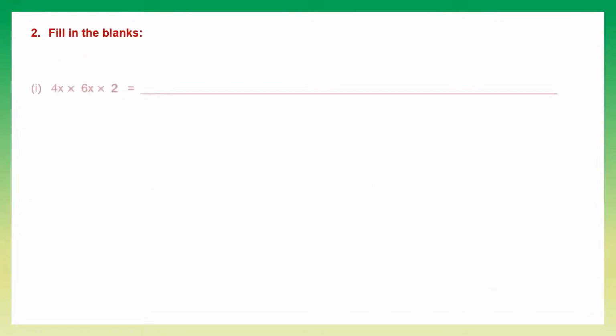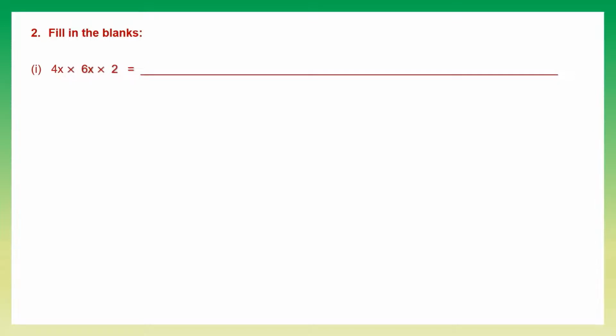Question 2 is also fill in the blanks. Here we have these numbers with their literals. So let's follow the same method, taking out only the numerical coefficients. 4 into 6 into 2 into, there's 1x here and 1x here. So that is x into x. So 4 6s are 24, 24 2s are 48 into x to the power of 1 plus 1. So 1 plus 1, that makes it 48 x to the power of 2.